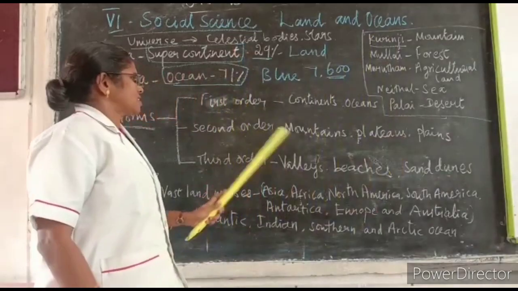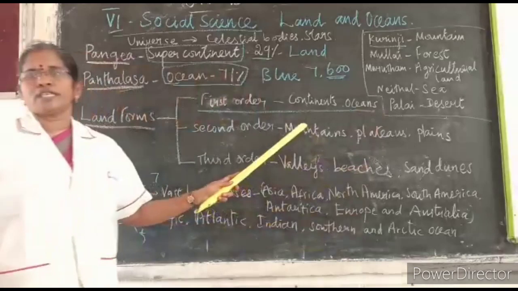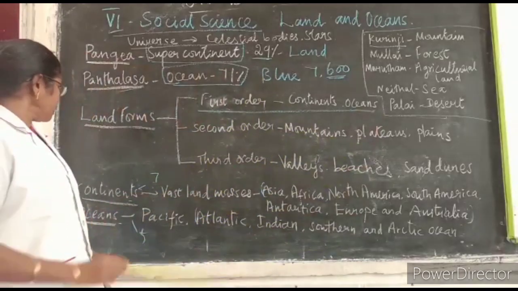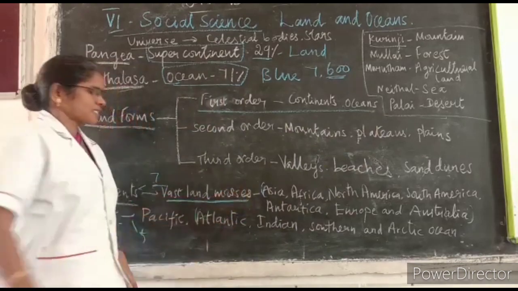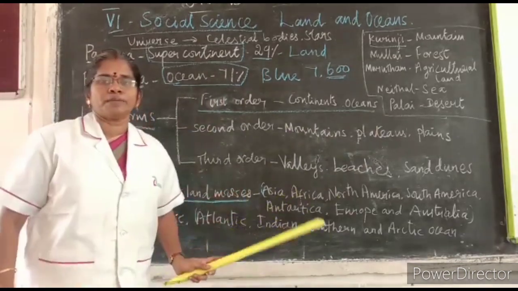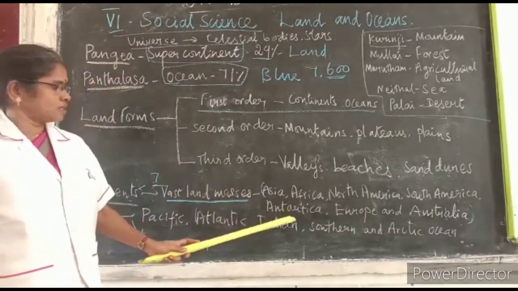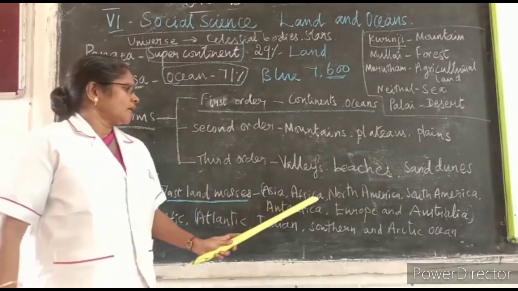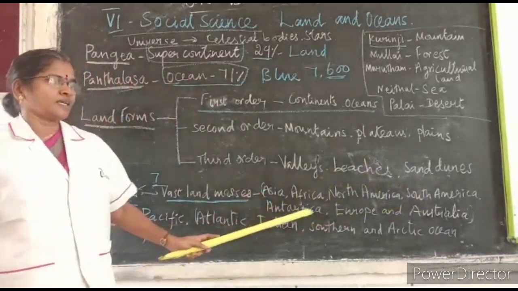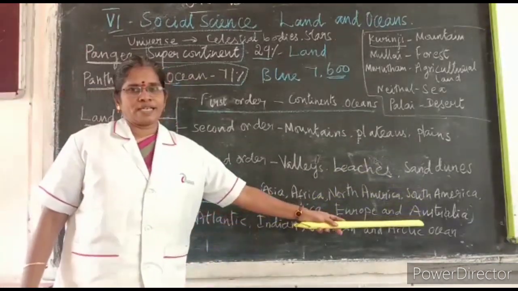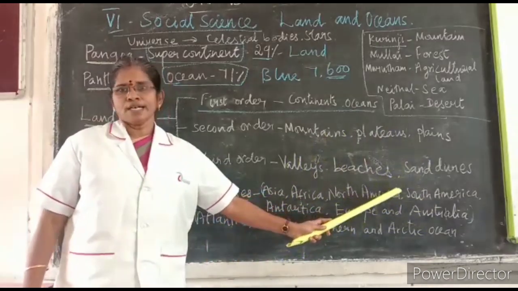Here we are going to see first order classification, that is continents and oceans. Continents are nothing but vast land masses. There are 7 continents, you know that one: Asia, Africa, North America, South America, Antarctica, Europe and Australia. These are all the 7 continents present on the earth.